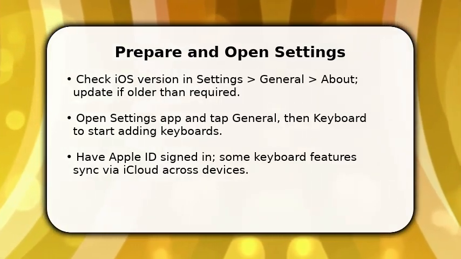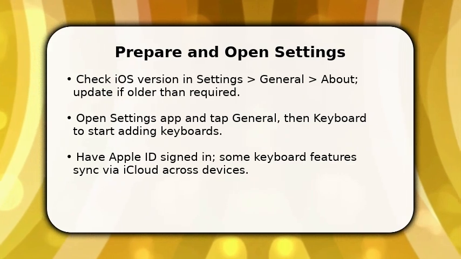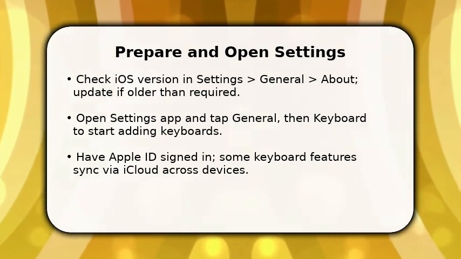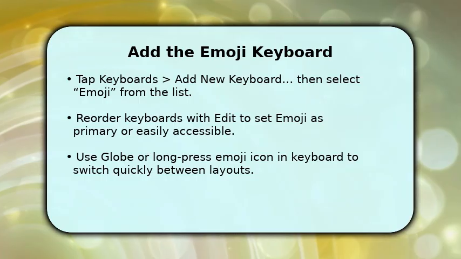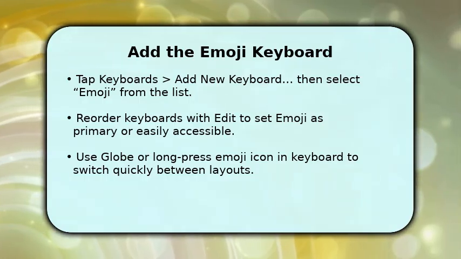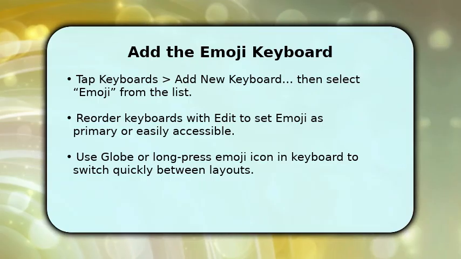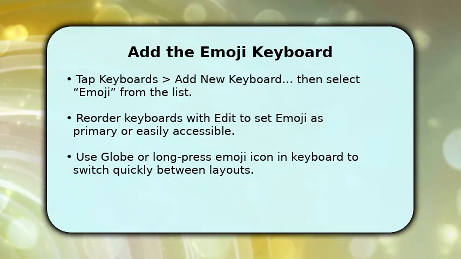You'll now add and configure the emoji keyboard so you can access it fast. Tap Keyboards, then add new keyboard and choose Emoji. That installs the emoji set immediately. Make sure to reorder keyboards if you prefer emoji first. Tap Edit and drag it to the top.